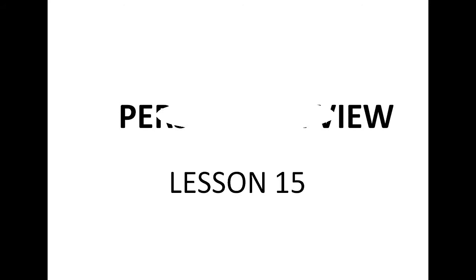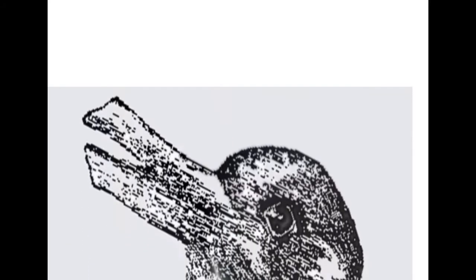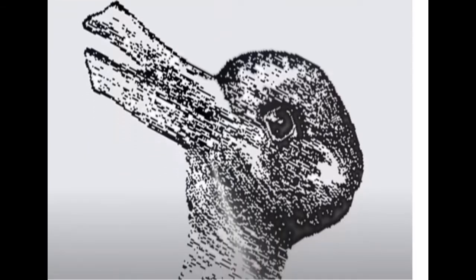So let us start with the perspective view definition. A view or an outlook, the appearance of depth in objects. Or you can say the technique of representing three-dimensional objects on a two-dimensional surface. Or you can say a view of a particular situation.